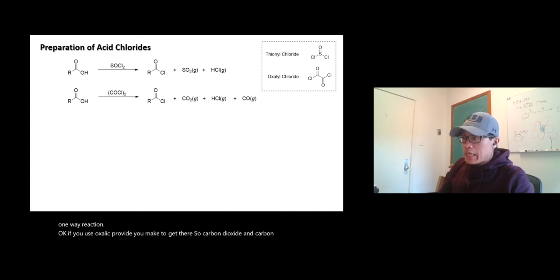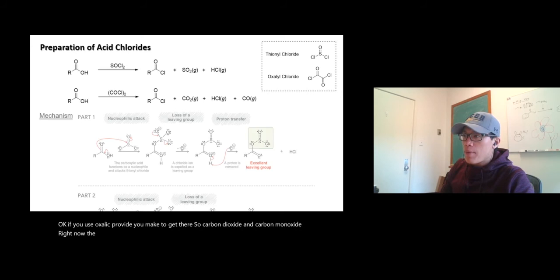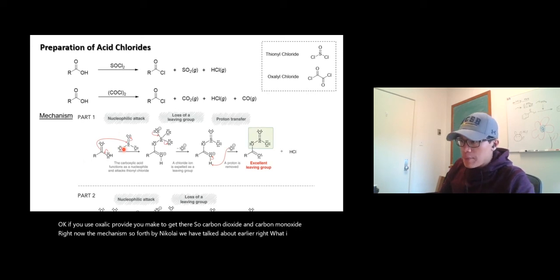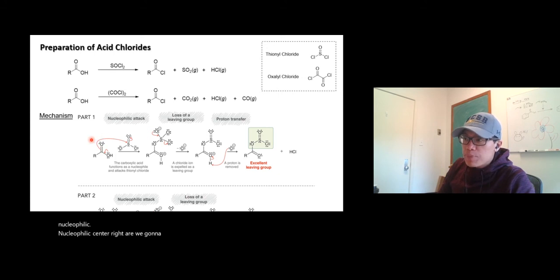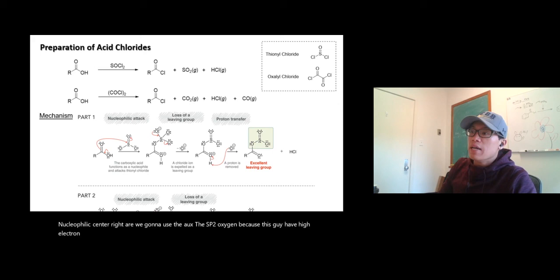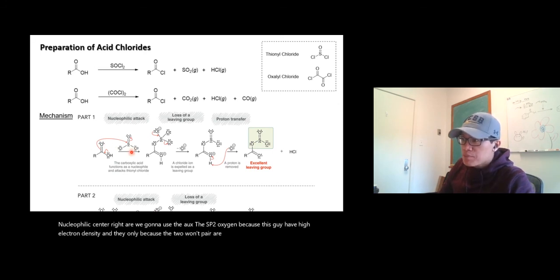Now the mechanism. For thionyl chloride, we have talked about it earlier. What I want to point out is the first step right here. You've got two options, two nucleophilic centers, and we're going to use the sp2 oxygen because this one has high electron density, only because the two lone pairs are localized. So this oxygen attacks the thionyl chloride, and then everything goes from there.